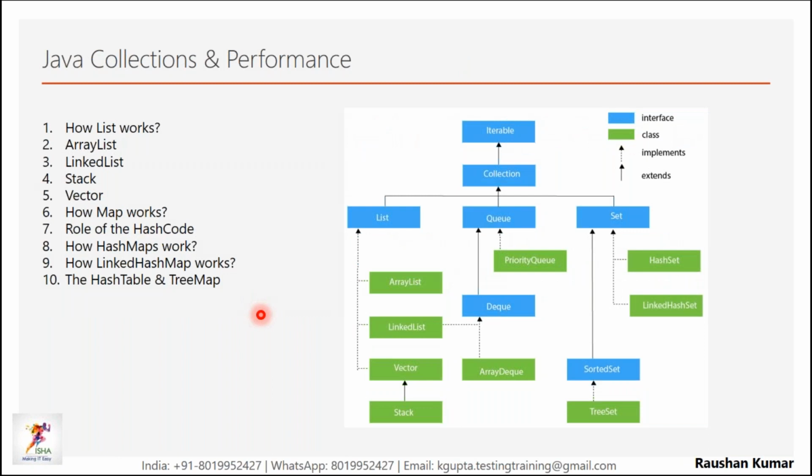And we'll see Java collections. All these things are related to Java and its performance. So how ArrayList or LinkedList, Stack, Vector are related to performance, how these things work, how Map works, what is the role of hashCode, how HashMap works, how LinkedHashMap works, Hashtable and TreeMap. We'll see all these details, Java collections and how they are related to performance. We'll take so many example Java programs, we will write them in Eclipse. We'll go over very slowly and understand how things are being done.